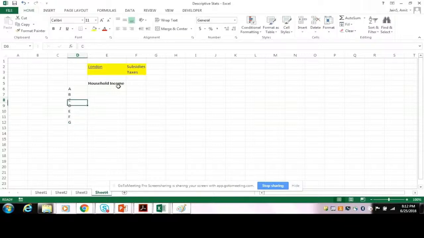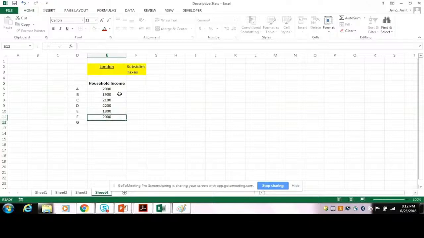So what they did, they calculated the income. They went to the first household and gathered how much money that particular household makes. It was somewhere about £2,000. They went to household B, it was somewhere about £1,900. Household C, 2,100, then 2,200, 1,800, 2,000, 2,000, like that. So this is the data that they collected.